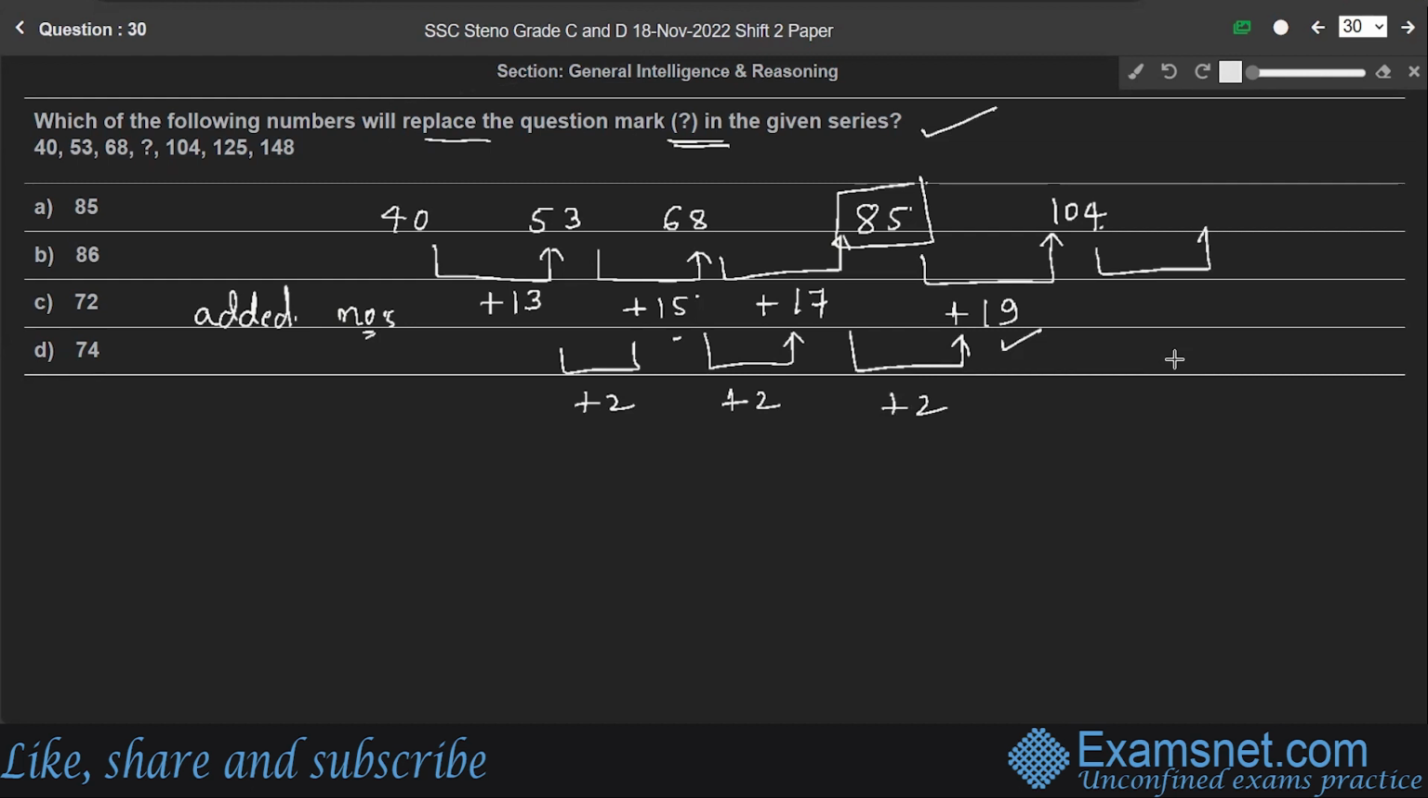Next, you can consider the next number, 125, which is 104 plus 21. Then 125 plus 23 should be equal to 148. Therefore, in the given series, 85 is the fourth number. Option A is the right answer.